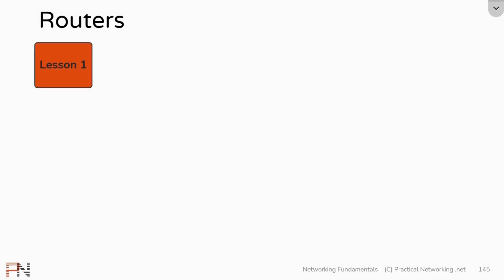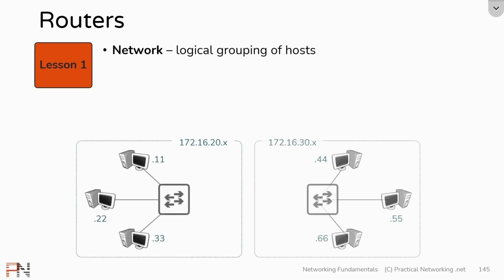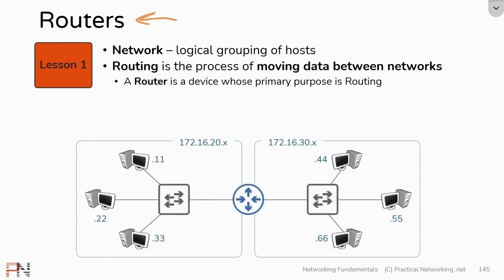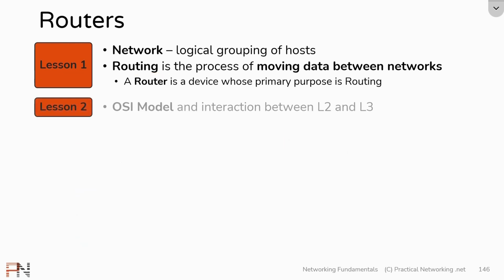In Lesson 1, we discussed the concept of networks. We defined them as a logical grouping of hosts. We mentioned that each network has its own IP address space, and each host has an IP address in that network's IP address space. We also defined switching as the process of moving data within networks, and then we defined routing as the process of moving data between networks. A router, which is going to be the focus of today's lesson, is simply a device whose primary purpose is routing.